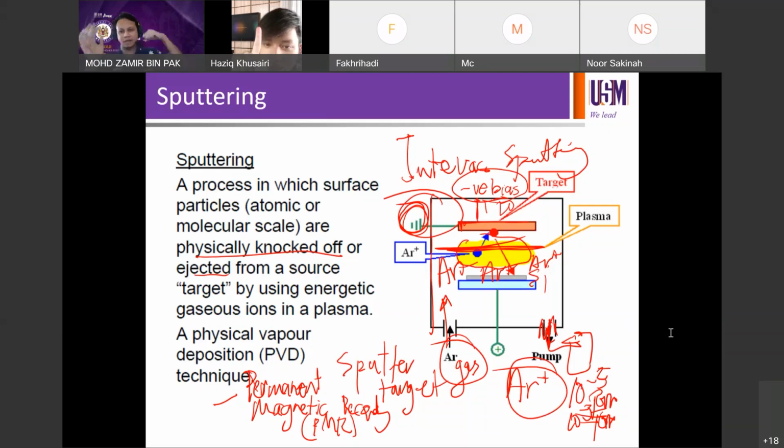Kancil langgar kancil dengan lori langgar kancil. Contoh. Kancil langgar kancil tak ada bias. Lori kontena panjang, 30 tayar contoh. Langgar kancil, lagi kemik ke tak? So that's with bias. Lagi kemik kan? Boom. Langgar terkeluar, lagi kemik. So you have more dislodgement of atom.